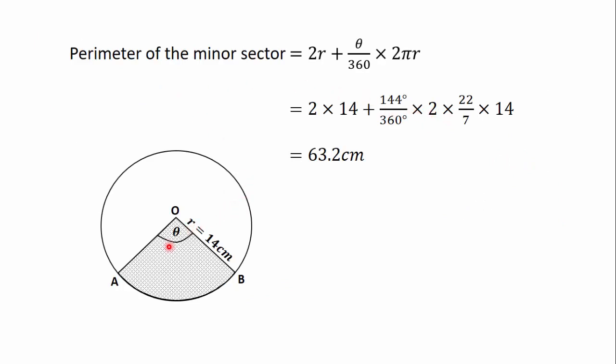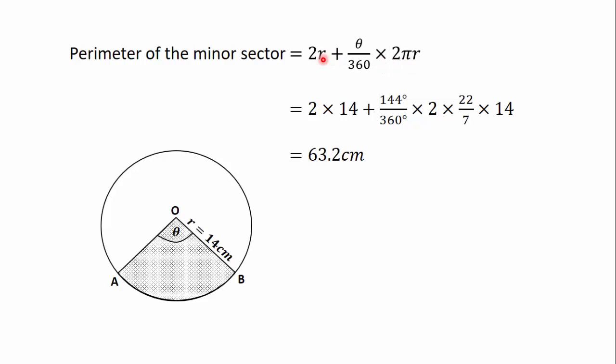As we said previously, the perimeter of a figure is the distance around the figure. So the perimeter of this minor sector will be the distance from O to A, which is a radius, the distance from O to B, which is also a radius, plus the length of this arc. That is why the formula tells us that the perimeter of the minor sector is 2 times the radius plus the length of the arc, which is theta over 360 times 2 pi r.